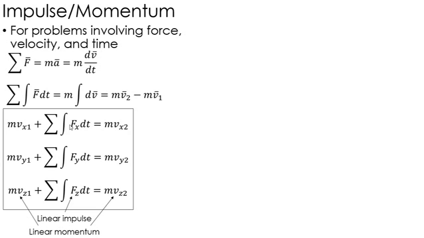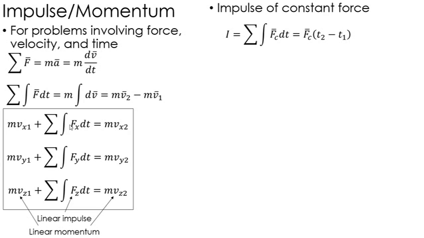Let's talk a little bit about impulses. A common one is a constant force that we've dealt with before. If the force is constant, then this integral becomes very easy. F comes outside the integral, and I'm just left with the integral of dt, which is just the change in t. So the impulse of a constant force is just that force times the change in time.